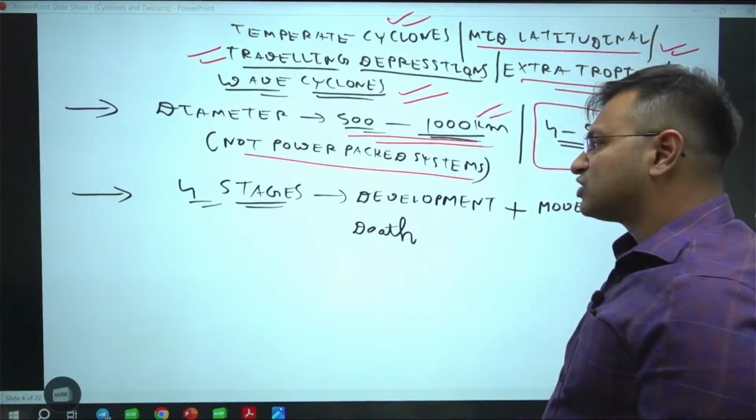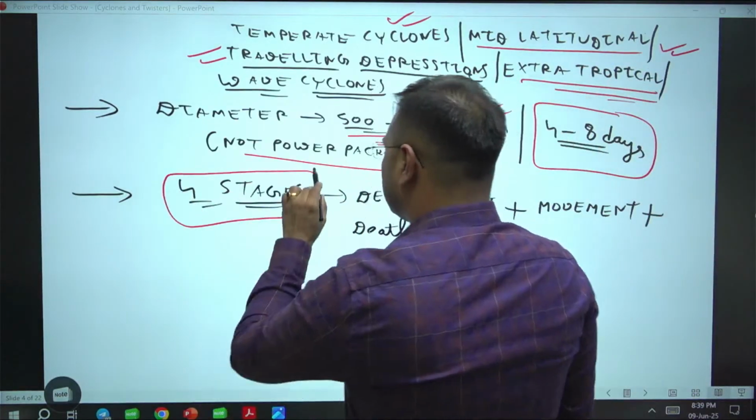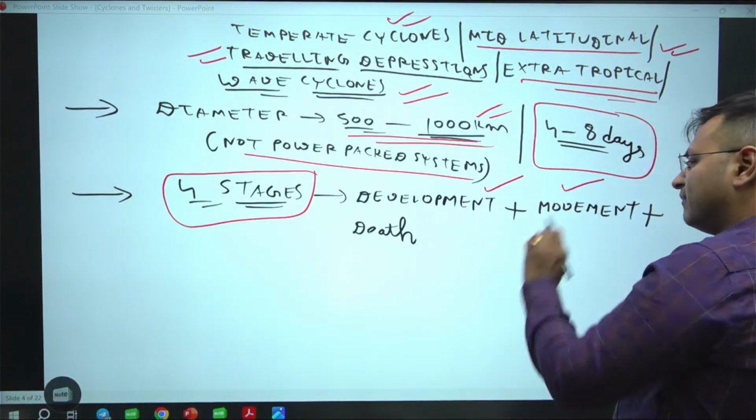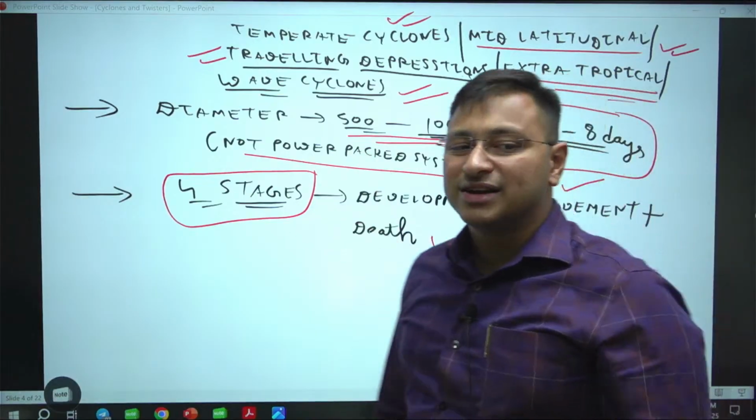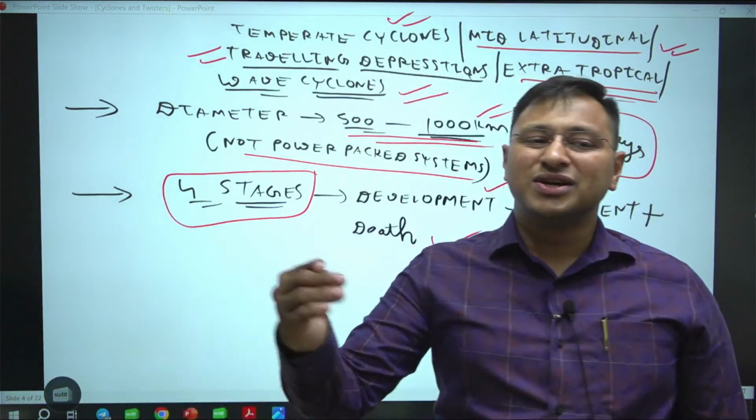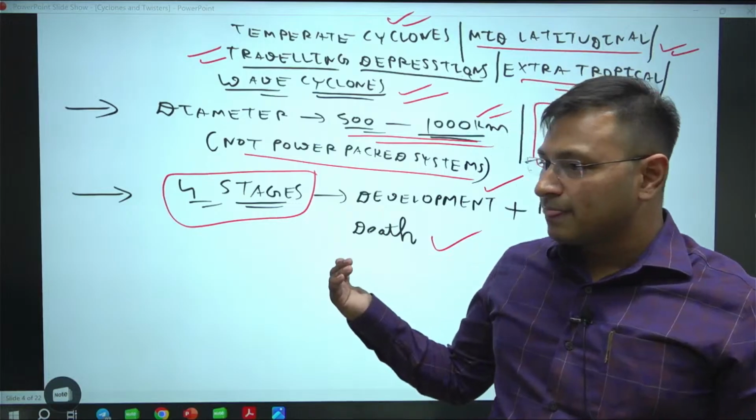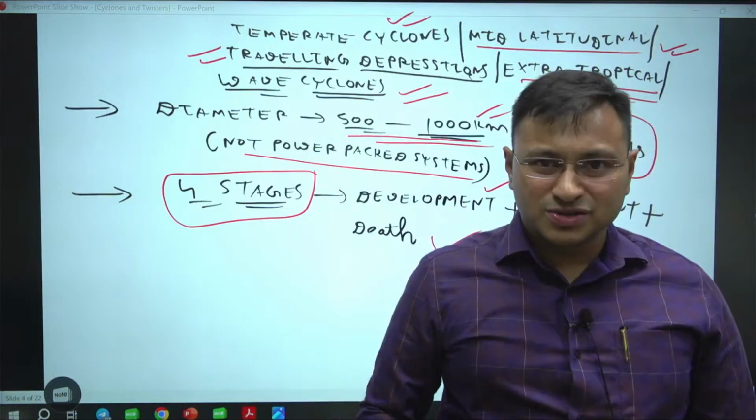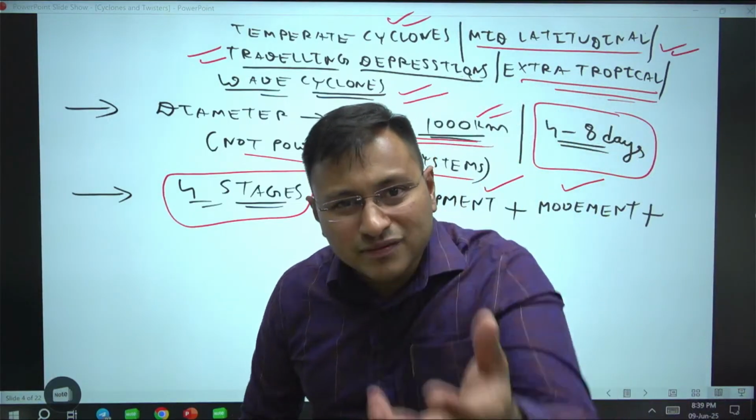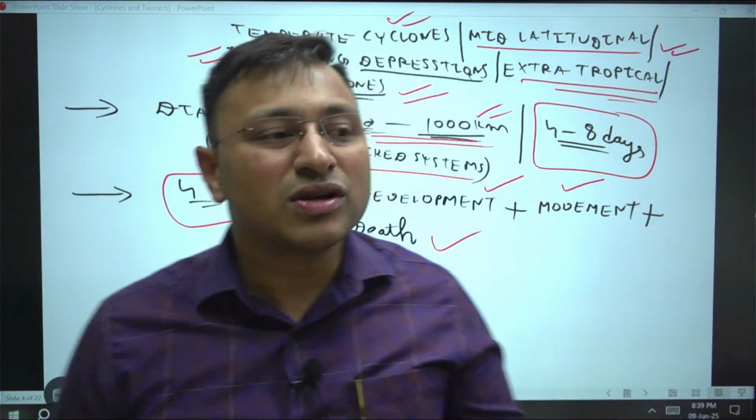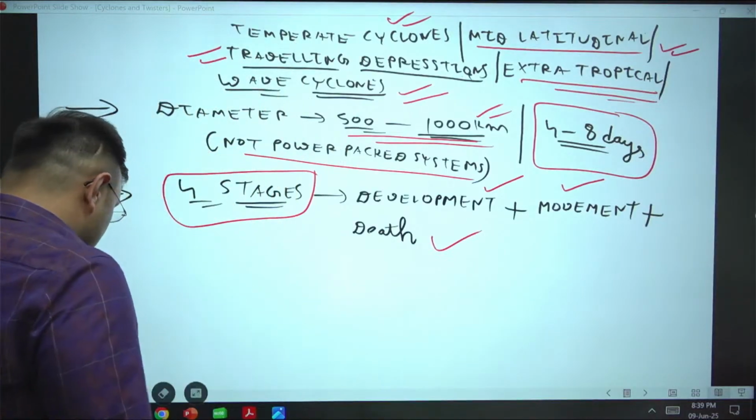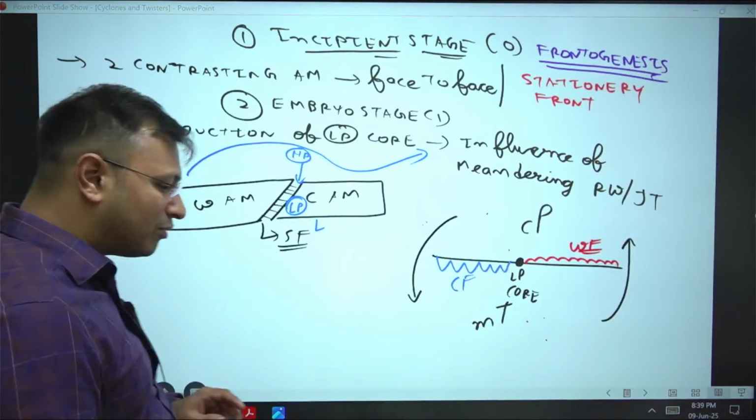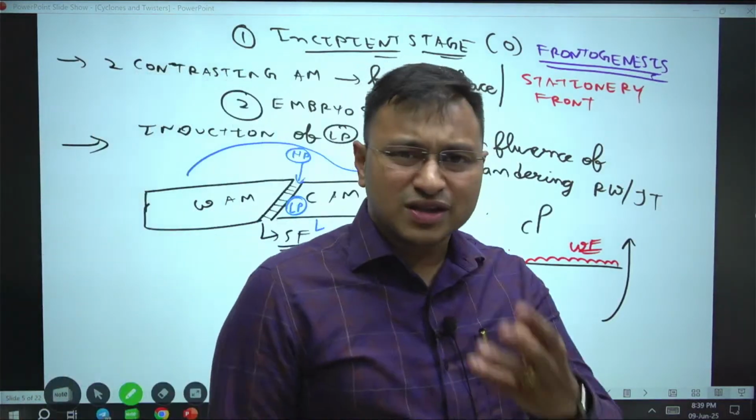So there are 4 stages associated with the development, the movement and the death of the temperate cyclone. Let us try to understand and appreciate all of this in great detail: how a temperate cyclone develops, how it moves, and how it eventually dies off. So if we are trying to understand how the temperate cyclones form and develop, there are 4 stages.